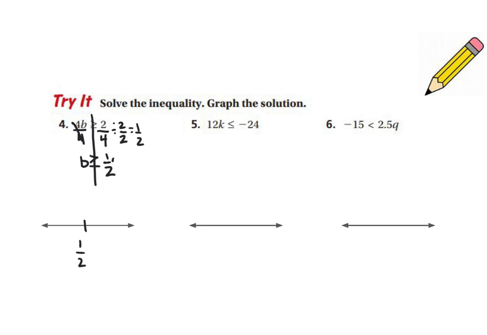So that's positive 1/2. It's going to be a filled in circle because b could be equal to 1/2, or it could be greater, arrow pointing to the right.